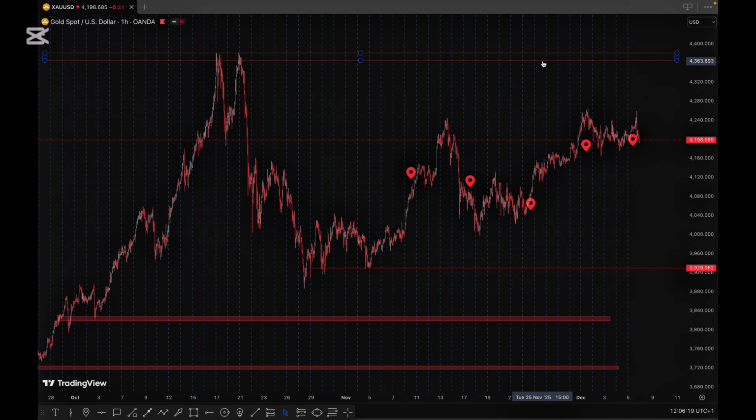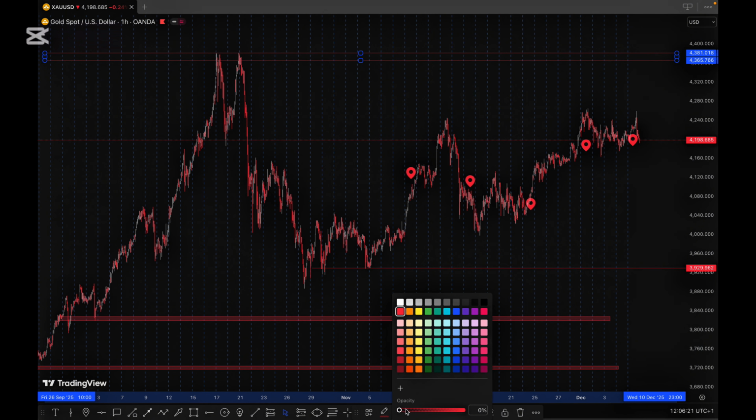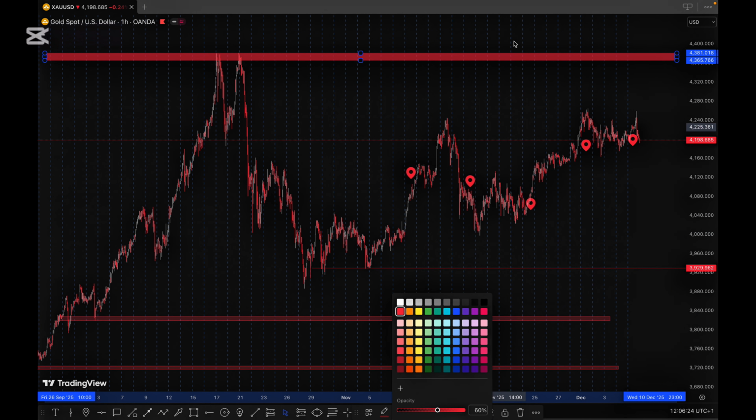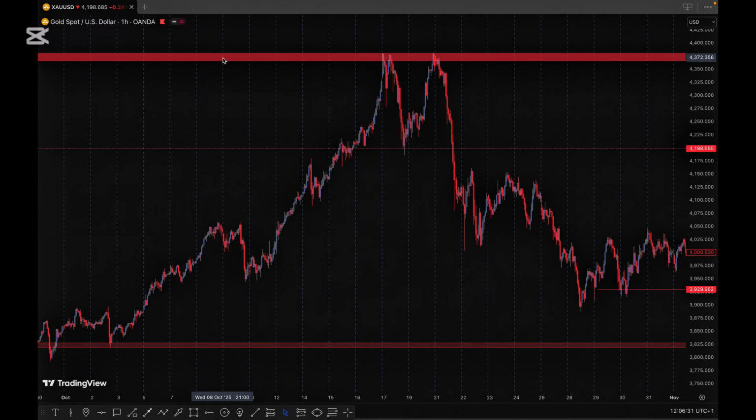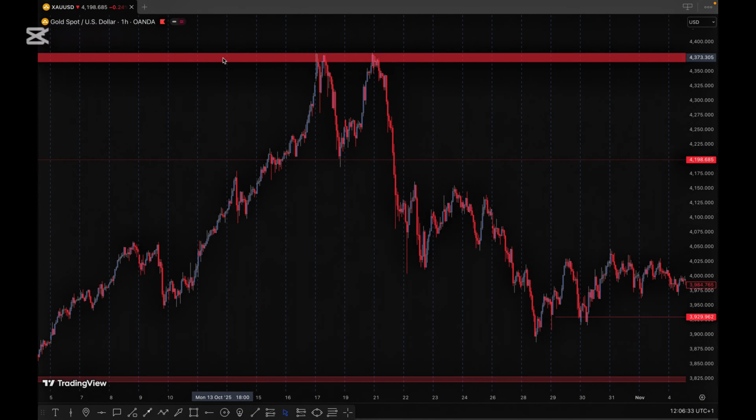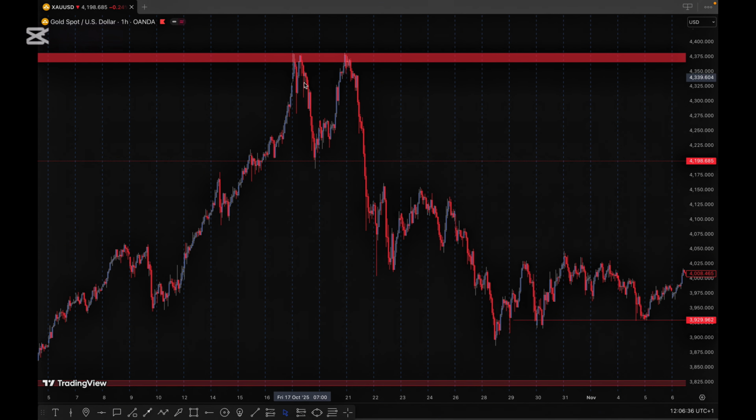So let me add style to this level here to make it more visible. As you can see now, this level marked out by myself is a resistance level, and it is going to be at the top of your chart. The goal of drawing out this resistance level is just saying that once price gets to this level, because price has reacted to that level the first time, the second time, it is most likely price also reacts to that level the third time and continues to fall.